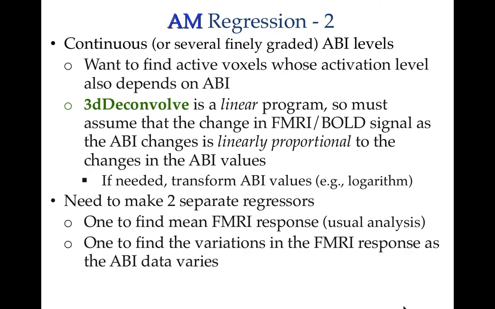A negative slope is perfectly legitimate. If you really need to, you'll have to find some transformation for the ABI values, for example, a logarithm. Although I'll discuss briefly an approach which can be used for mild nonlinearities in the BOLD response, if you have enough data. You need to make two separate regressors because there are two statistical questions here. One regressor is to find the mean functional MRI response. That's the usual analysis. And the other one is to find the variations in the fMRI response as the ABI data varies.